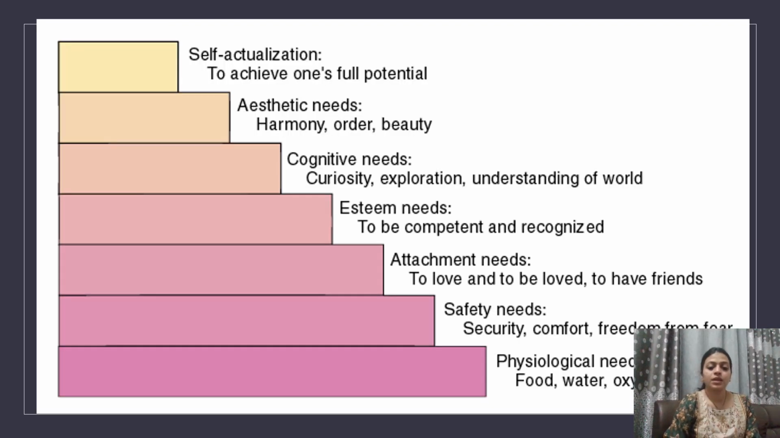Okay. So this is another model, which has certain other components. You can see physiological needs: food, water, air. Safety needs: security, comfort, freedom from fear. Attachment needs: to love and to be loved, to have friends. Esteem needs: to be competent and to be recognized. Cognitive needs: curiosity, exploration, understanding the world. Aesthetic needs: harmony, order, beauty. Then self-actualization is to achieve one's full potential.